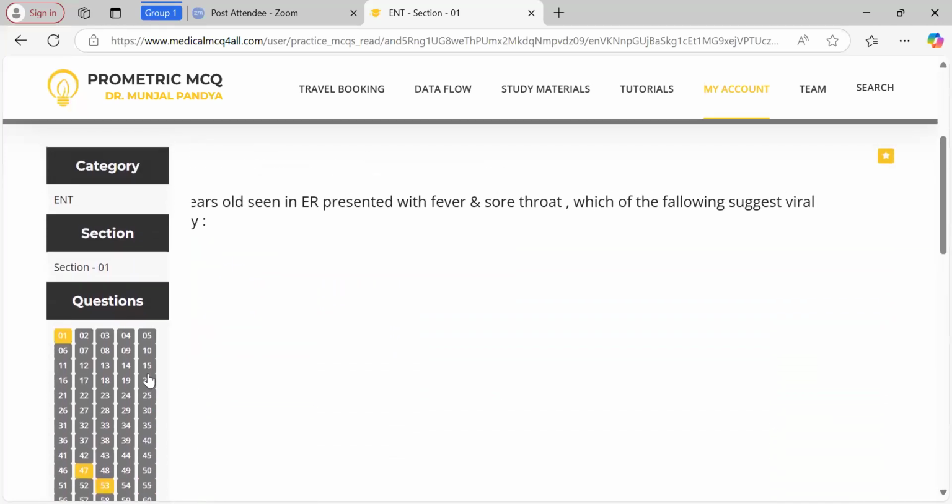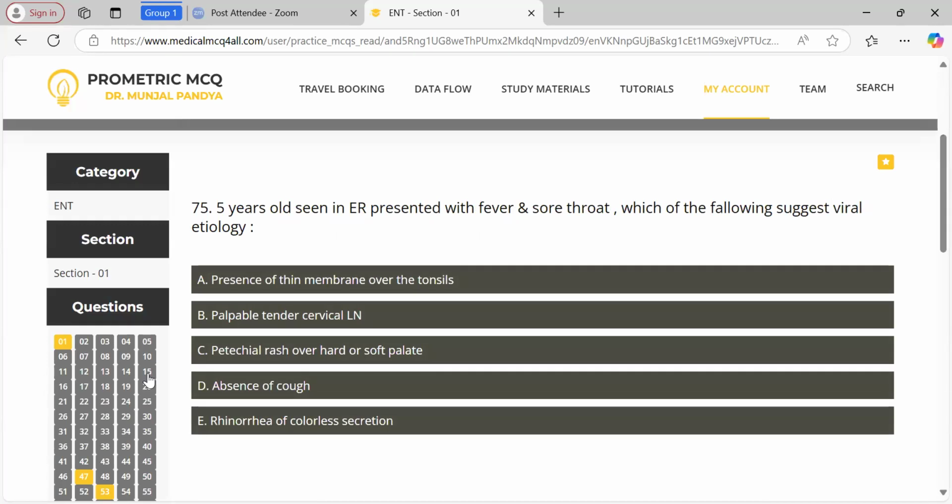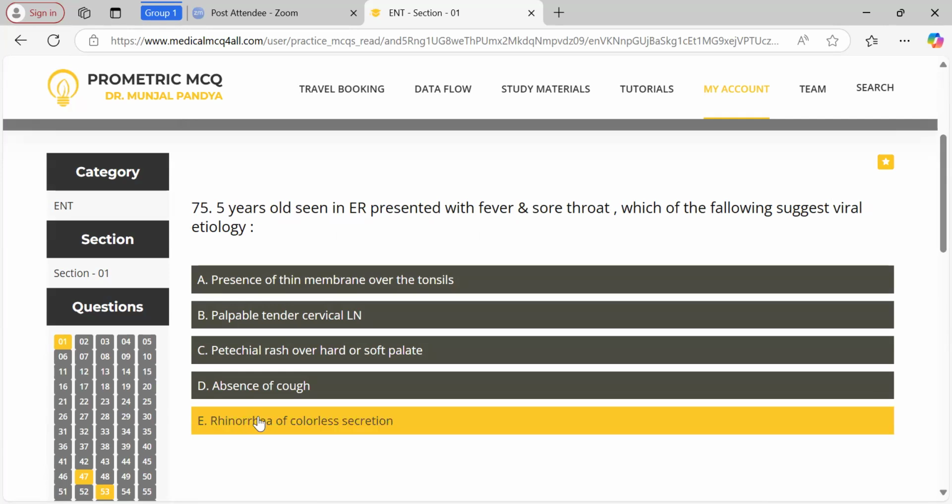Next question is, a 5 year old seen in the ER presented with fever and sore throat. Which of the following suggests viral etiology? What will you see in viral rhinitis? See, the nasal discharge will be colorless. Bacterial gives color. You will get curdy white or something yellowish color. Rhinorrhea will be colorless here.